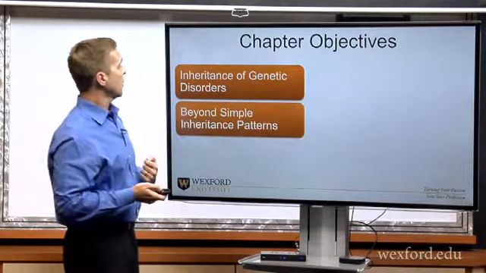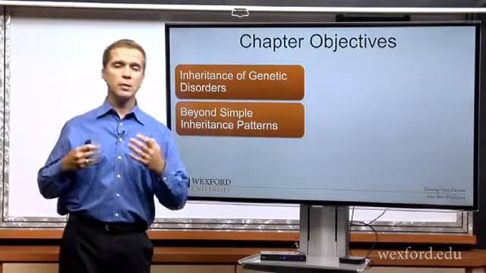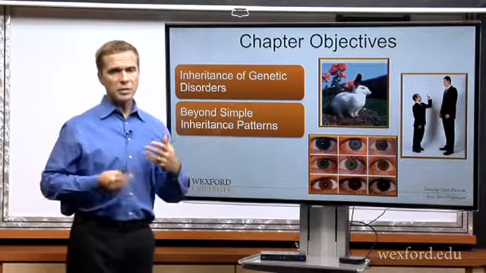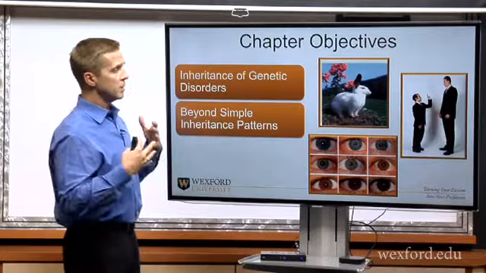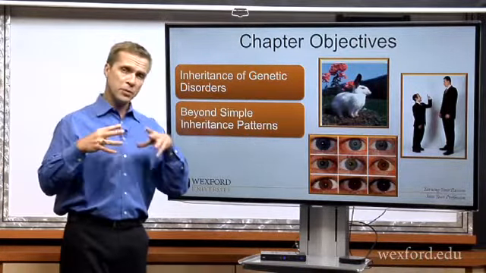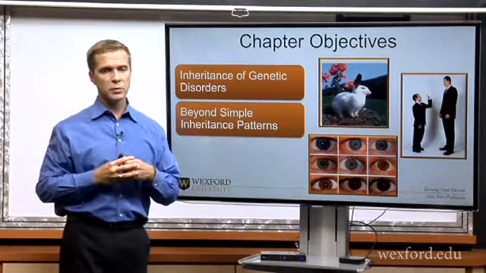Next, we're going to go beyond the simple inheritance patterns, which means we're going to summarize how polygenic inheritance, codominance, and incomplete dominance differ from a simple one-trait cross. So how different traits will combine to create a single trait within an offspring.